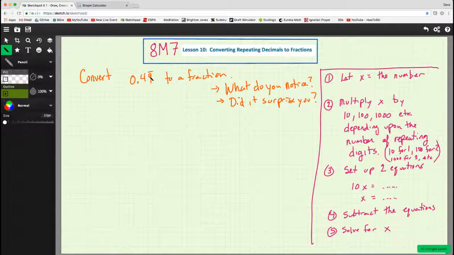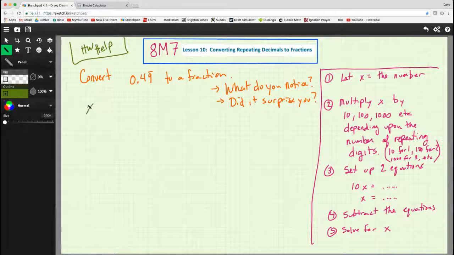Now remember, here, how many repeating digits do we have? We only have 1. This isn't 2 repeating digits. We have 2 digits after the decimal, only 1 is repeating. So we only have to multiply by 10. Okay. This is homework help. I want you to pause and try. All right, now I assume you're done. So let's go ahead and do this.